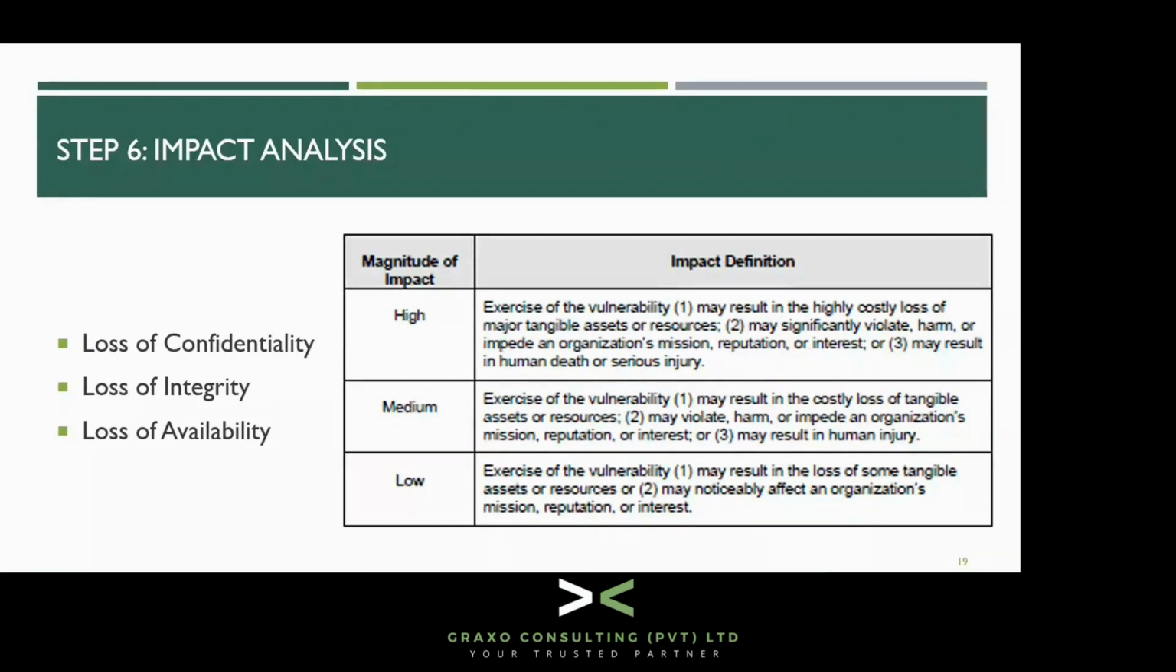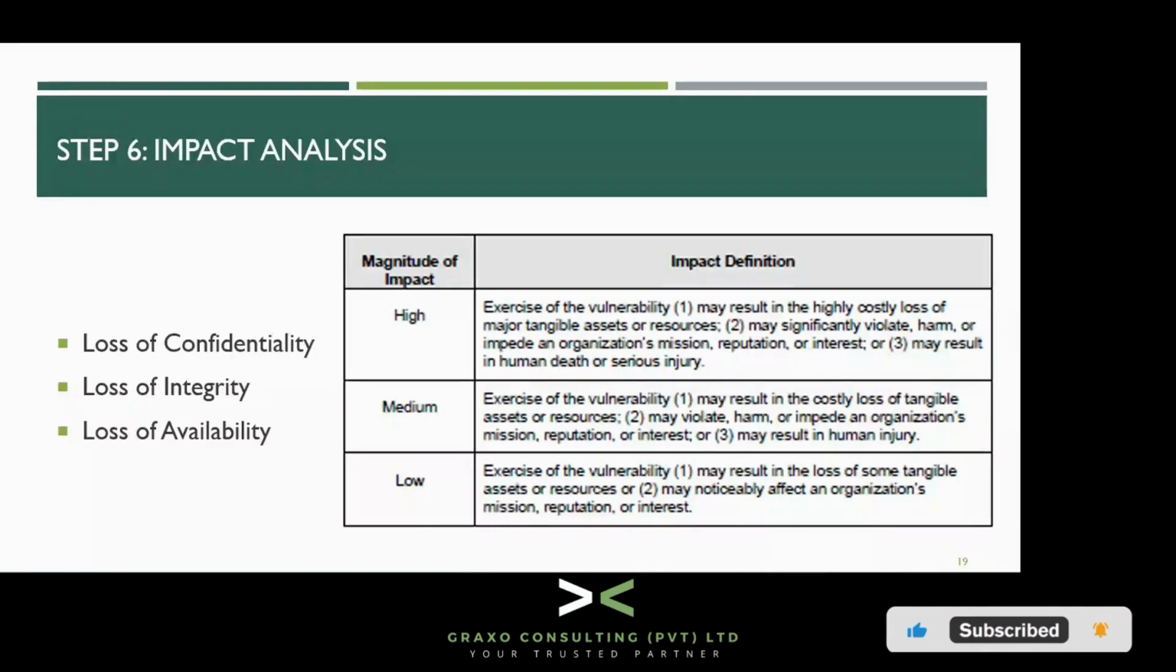If the threat actor is able to exploit the vulnerability, it may significantly harm or impede an organization's mission, reputation, or interest. So it may also harm the interest or the reputation of the organization as well. And it could also result in human death or serious injury. So the impact is very high in this case.